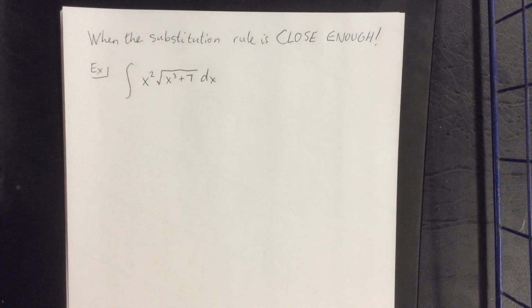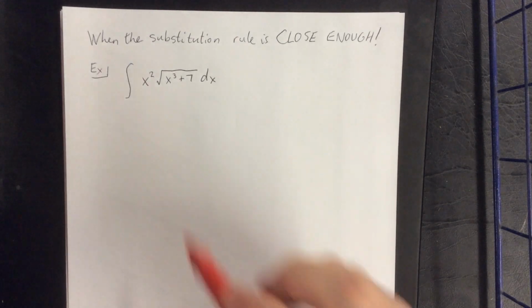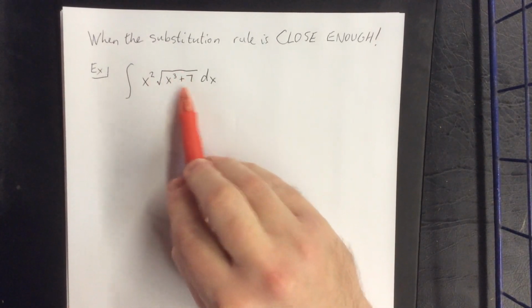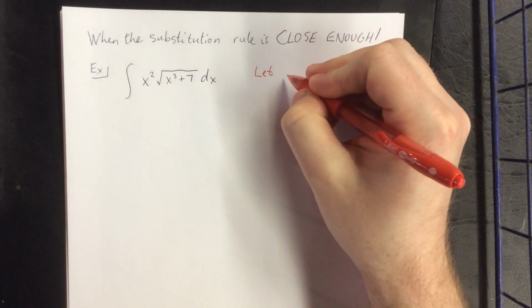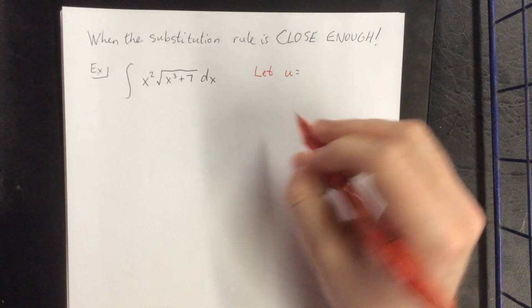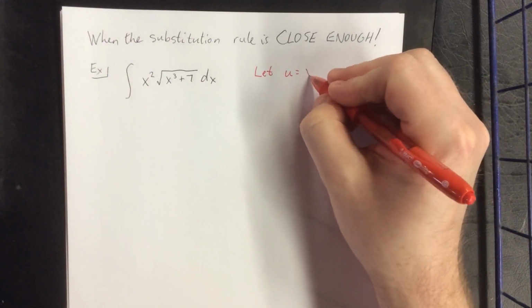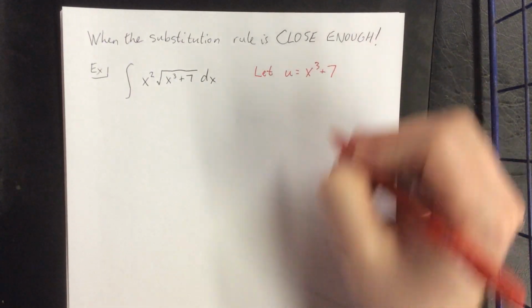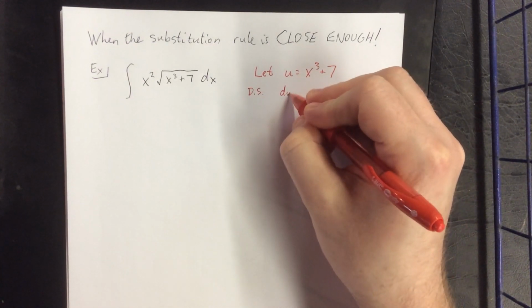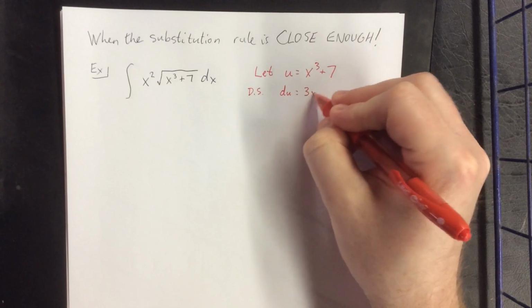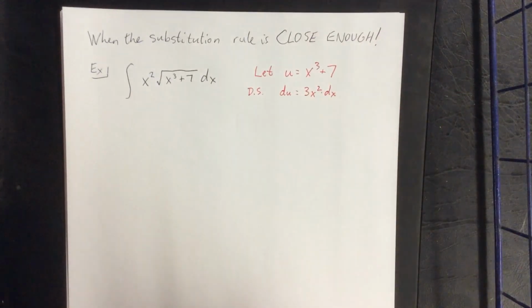An example of that situation would be the integral of x squared times the square root of x cubed plus 7 dx. As soon as we see that we have a square root of something that's not just x, that is officially a composition of functions. So for our substitution, let's let u be equal to what's on the inside of the radical. Then, for our differential substitution, du would be equal to 3x squared times dx.